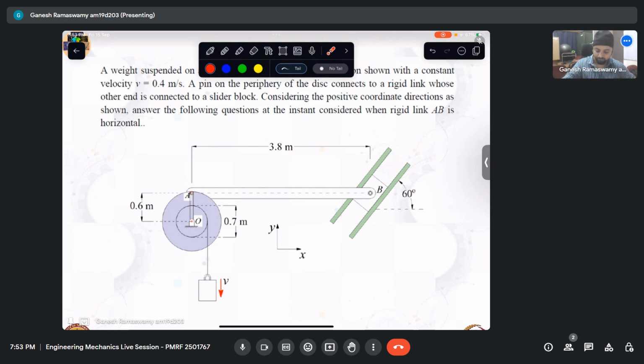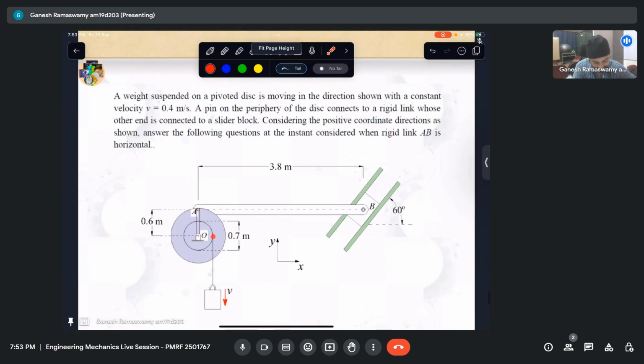So I've been given that this weight is moving down with a constant velocity v, and it is tied to this pivoted disc. A point A on the periphery of the disc connects to a rigid link whose other end is connected to a slider block. So we have a disc which has another disc fused onto it. To that, there is a weight suspended which is moving down. And a point on the periphery is connected to this rigid link, whose one end is connected at A and the other end is connected to a slider block which is constrained to move in this direction.